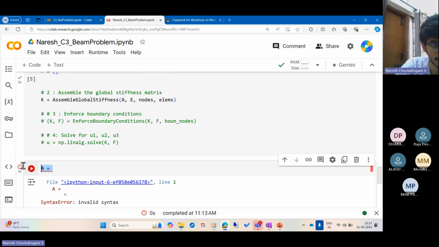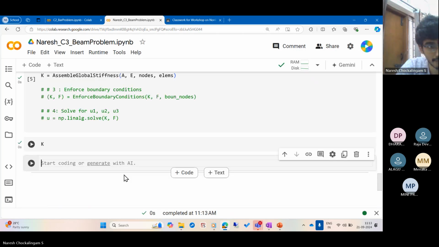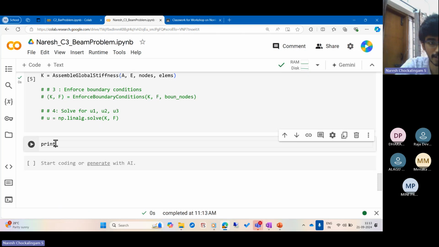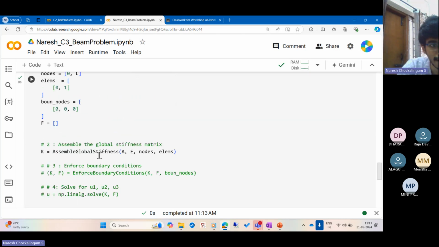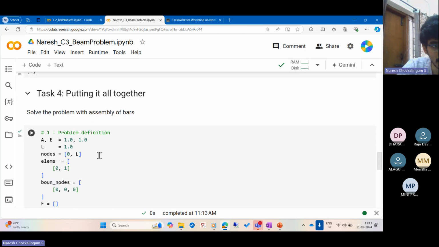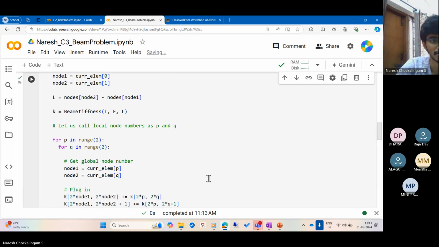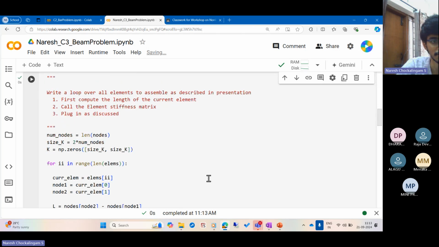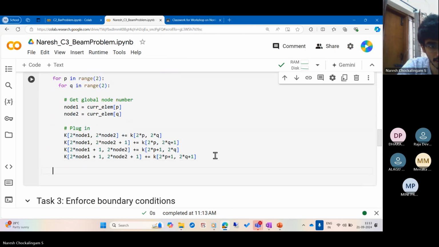Okay, this is fine. This is not important. Now let me print K. None. Okay, we'll see what the issue is. Oh, I didn't return K. We have assembled it, but it doesn't return anything. So this function has to return K. That's the issue. Return K.